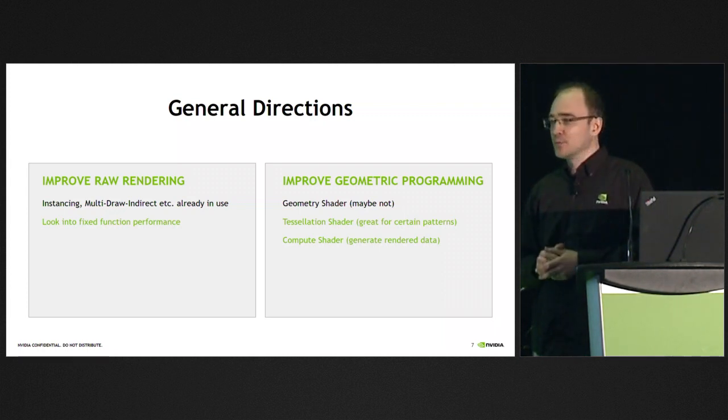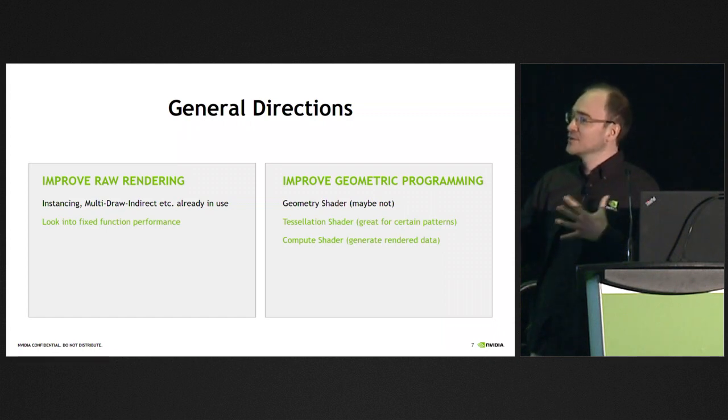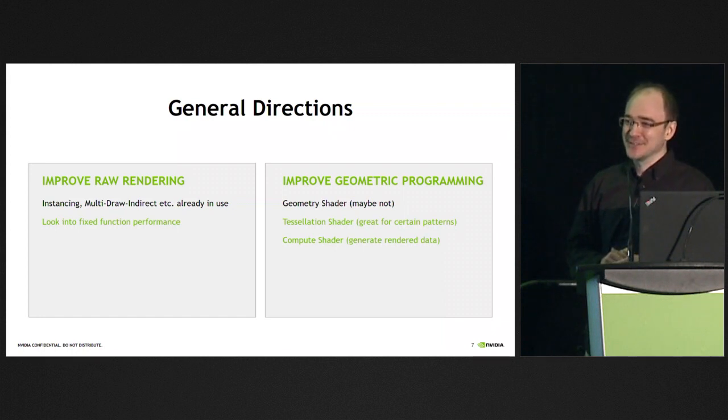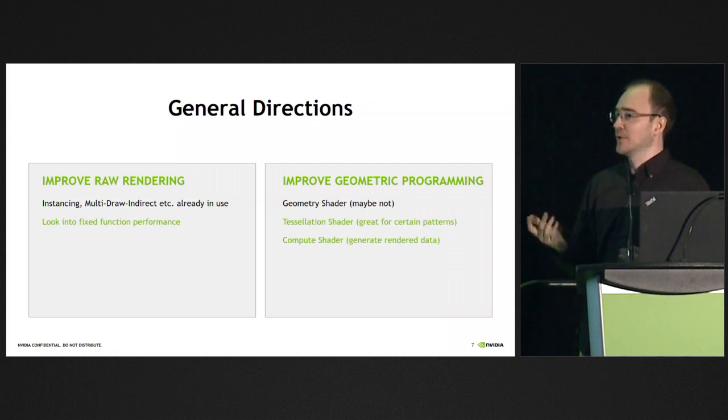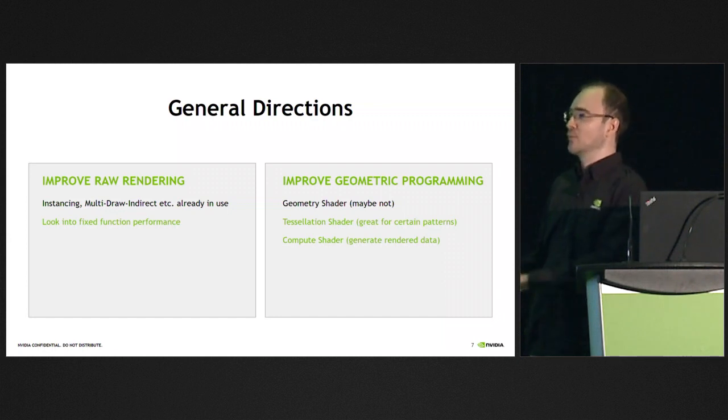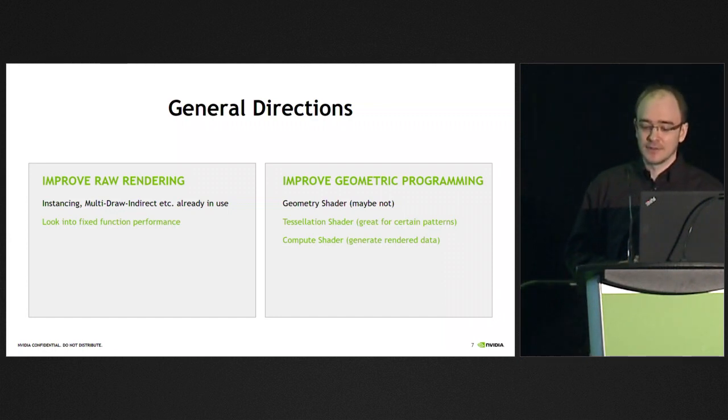On the other side, we can improve the geometric programming model. We know the geometry shader didn't truly work out to deliver a lot of nice flexibility. The tessellation shader is very efficient at certain patterns, certain types of tessellations. It distributes the workload very efficiently across the chip, so that worked nicely for some use cases. The compute shader indirectly gives us a lot of flexibility because you can generate about anything you want with it, but you kind of have to generate first and then store it somewhere and then render it in the end.